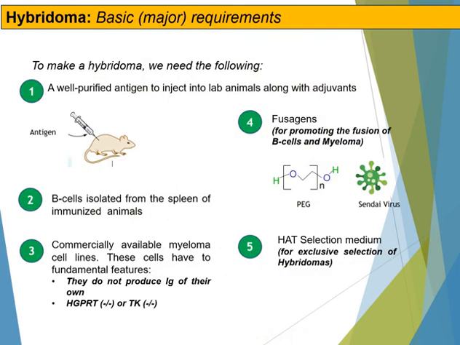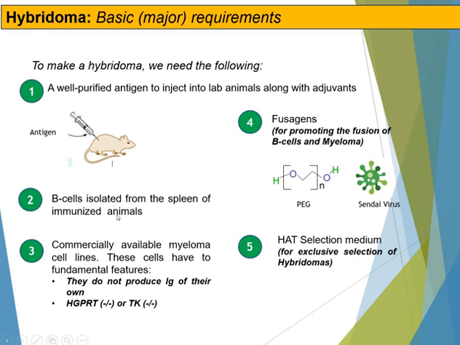So what are the basic requirements for hybridoma production? Number one, a well purified antigen, because we would be needing antibodies against some antigen, right? We will take that antigen and immunize an animal, and then B cells are isolated from the spleen of the immunized animal.